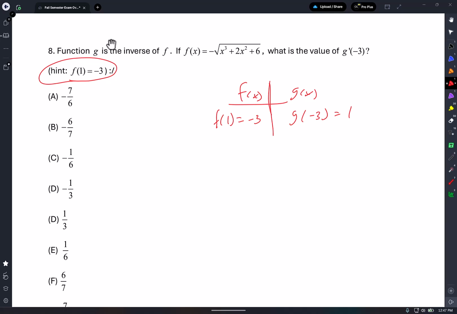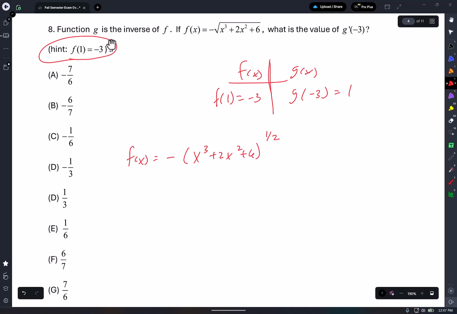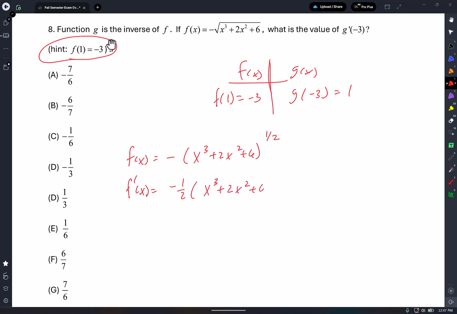So here we go. I'm going to rewrite f of x equals negative parenthesis x cubed plus 2x squared plus 6, close it, to the 1/2. I just rewrote it, just some algebra. And here we go, guys. f prime of x equals, bring that half to the front, -1/2 times x cubed plus 2x squared plus 6, close it, to the -1/2 because you subtract 1 from the 1/2 there. And then you got to take the derivative of the inside, so chain rule, right, guys? Derivative of x cubed is 3x squared plus 4x.